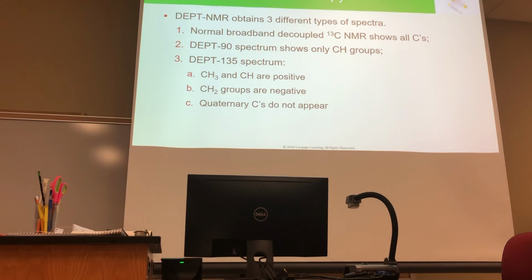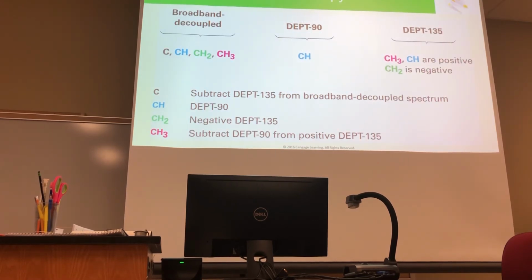First, we take 3 different spectra. The first one is just the normal broadband decoupled spectrum. Everyone got that? That's going to show all the carbons. The second one is a DEPT90. It only shows CHs. The third one, DEPT135, shows CH3 and CH as positive, and because the DEPT90 shows only CHs, we know what the CH3s are. CH2s are negative, and the quaternaries don't appear. So if it appears in the broadband spectrum and doesn't appear here, we know it's a quaternary carbon.